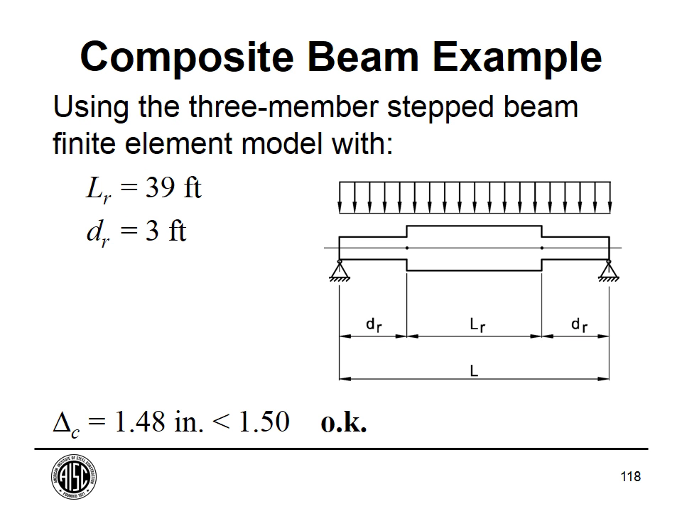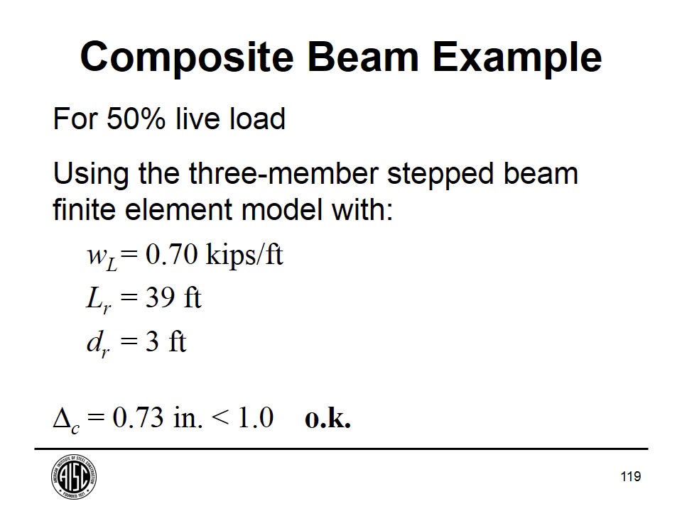Now, in real life I would have never used what I ended up with, because we ended up with a reinforcement length of 39 feet, which is, in my opinion, a little bit hard to handle due to the flexibility of an angle that long. So using L sub R of 39 gives us a D sub R of 3 feet, and our deflection is under the limit. Now we do the calculation for 50% of live load, and it turns out to be 0.73 inches, and that's less than 1, so we're good there.